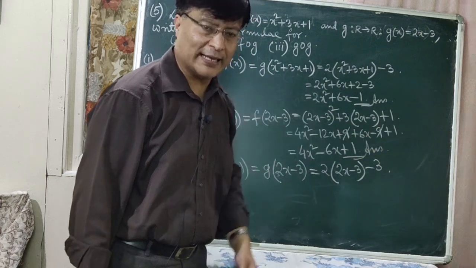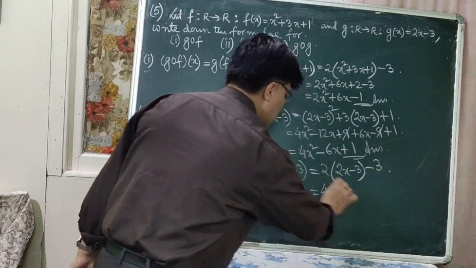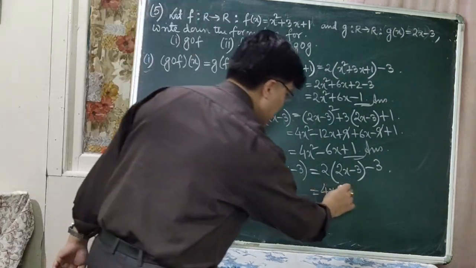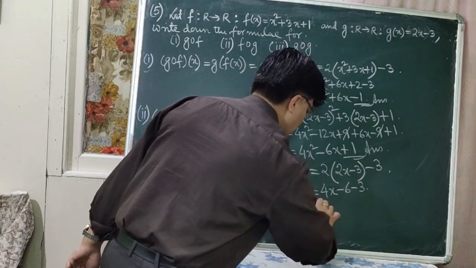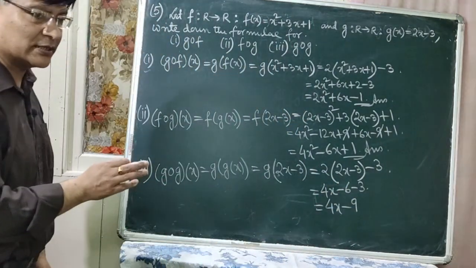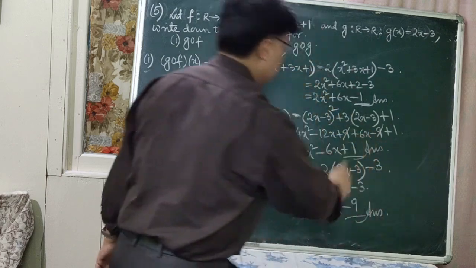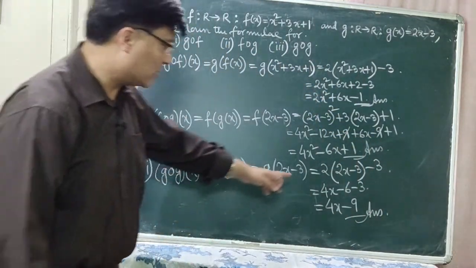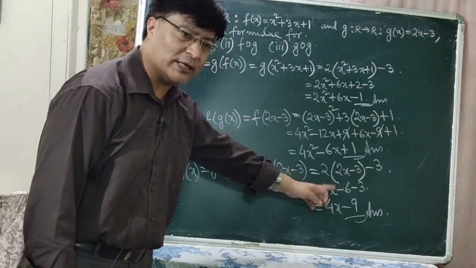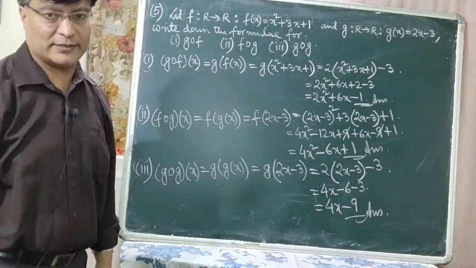So it is kept as it is. Okay. Now let us simplify it. It is 4x, then minus 6, minus 3, which is equal to 4x minus 9. This is the value of GOG. Sorry, this is 4x minus 6 minus 3, which is 4x minus 9. That is the value for GOG of x.